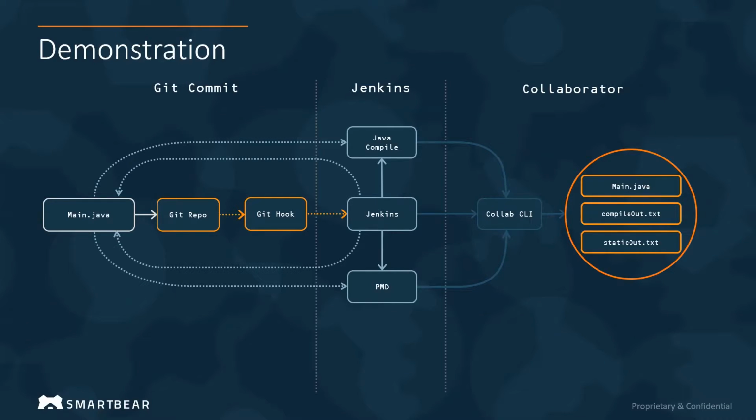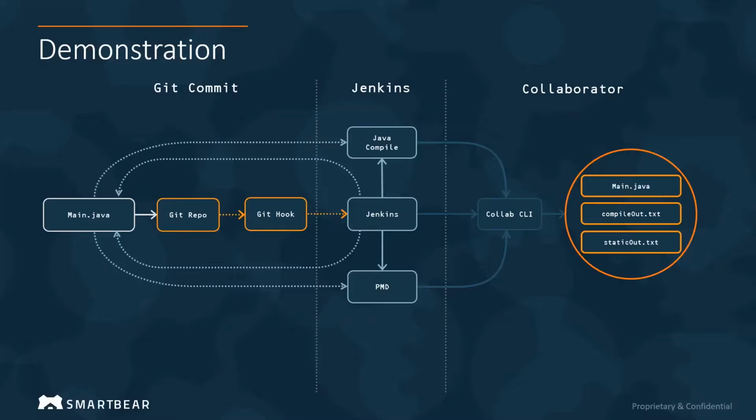That Jenkins job is going to do a couple of things. It's going to take that file and run it through my Java compiler to ensure that it compiles, or if it doesn't, create an output report that will let me know what failed. I'm also going to run it through a static linting tool. In this case, I'm using one called PMD. It's an open source tool that can run on Windows as well as Linux-based machines, so that's what I grabbed for my demonstration. It also outputs a results file.